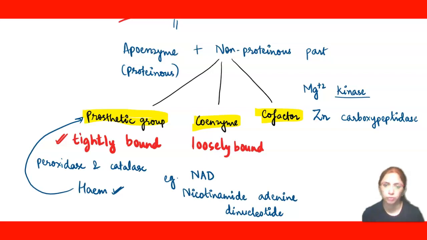Coenzymes are the non-proteinous parts which are loosely bound to the apoenzyme. It includes NAD, which stands for nicotinamide adenine dinucleotide. It's a derivative of vitamin B. Cofactors are the metal ions which once get attached to the apoenzyme, then only it will form the holoenzyme and it will be functional. Kinases fall in this category. Until magnesium ions are provided to the kinases, they will not be functional. Similarly, if zinc ions are not provided to the carboxypeptidases, they will also not be functioning.